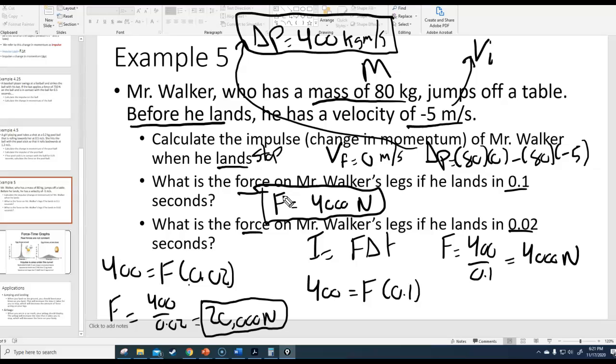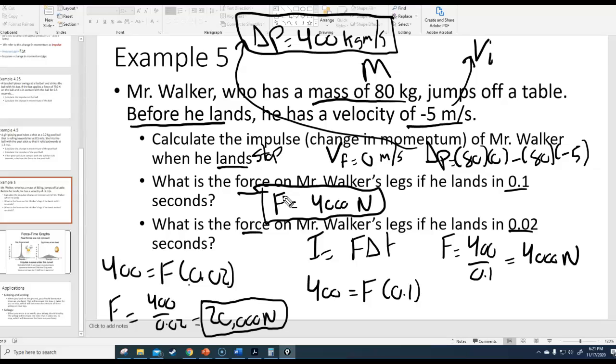And the reason you bend your knees when you land, you don't lock your legs when you're landing on the ground, that's bad. You want to bend your knees because you want to increase the time that it takes your body to stop. The longer it takes your body to stop, the lower the force is on your body. So if I want to decrease the force on my legs because I don't want to injure myself, I want to bend my knees as much as possible.